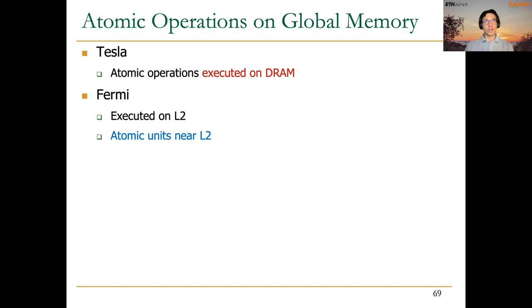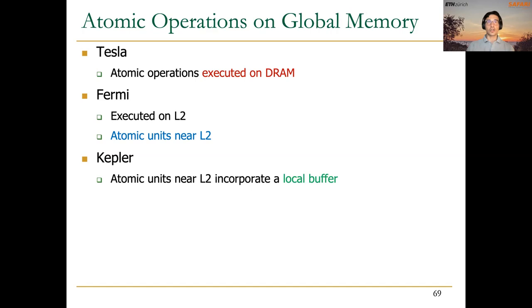In Fermi, as we mentioned before, the performance was greatly improved because the atomic operations were executed in L2 using atomic units near L2. And in Kepler, there is a further optimization in the hardware because these atomic units incorporate a sort of local buffer that even saves some accesses to the L2 itself, thus producing significantly better performance. In Pascal, there were even more architectural improvements, with support for 64-bit floating point atomic add as well.